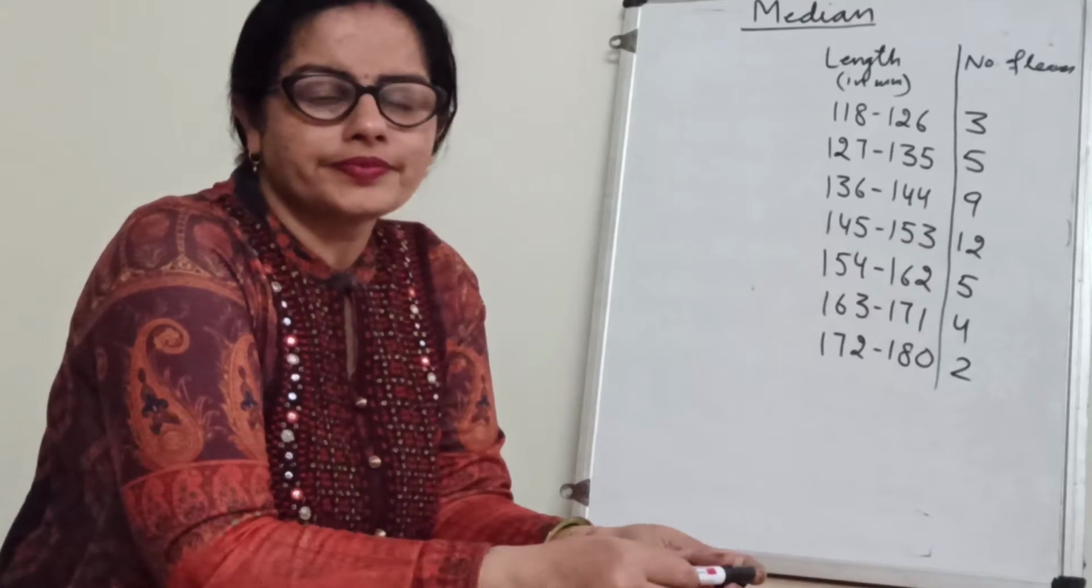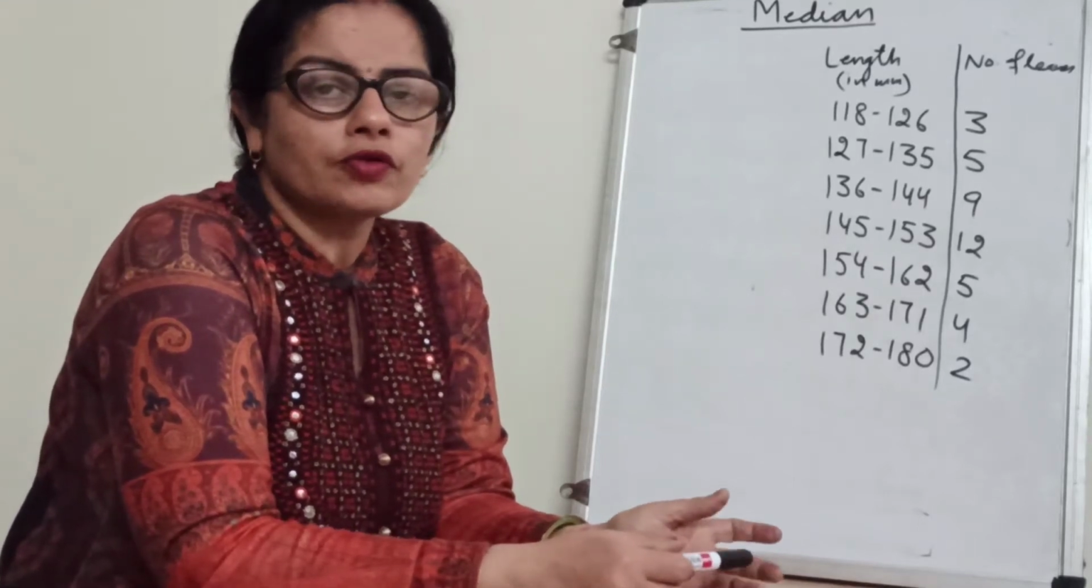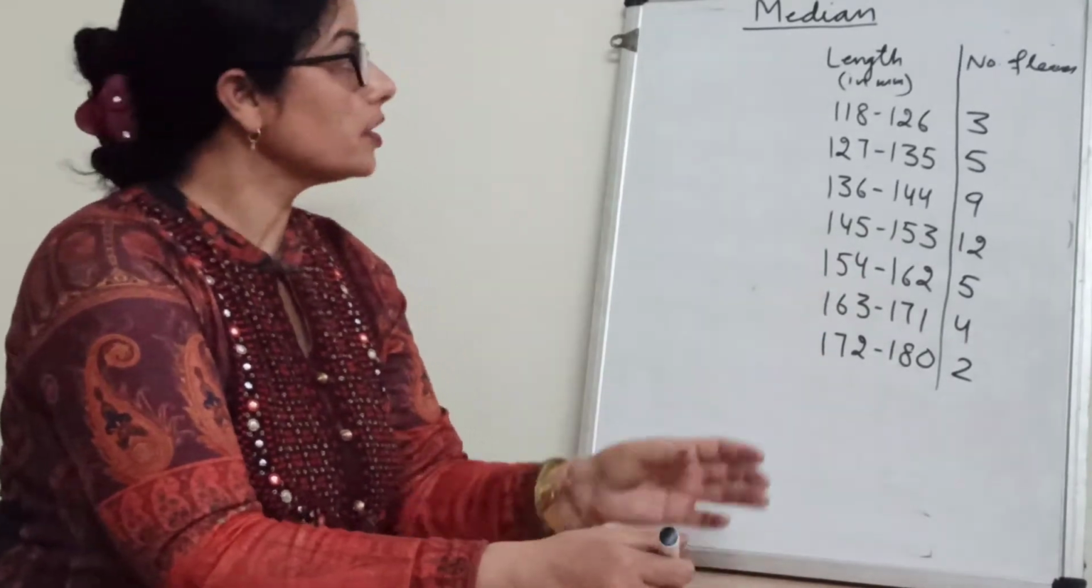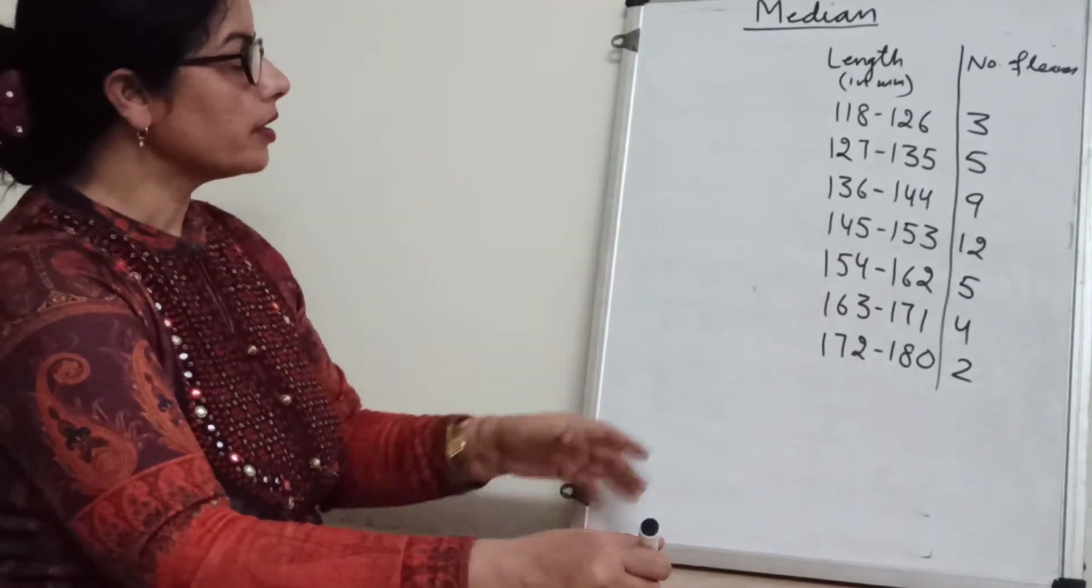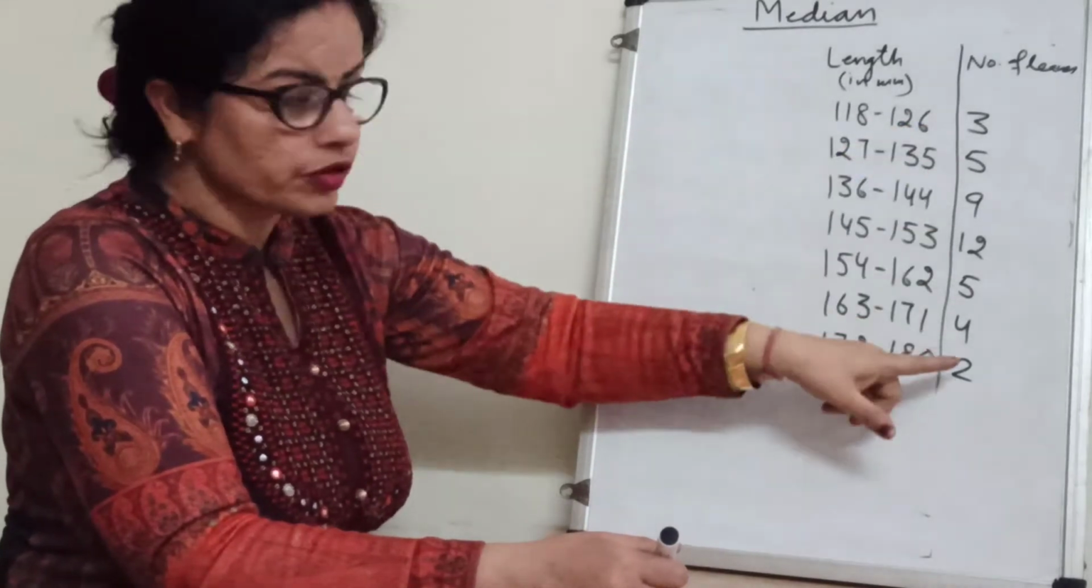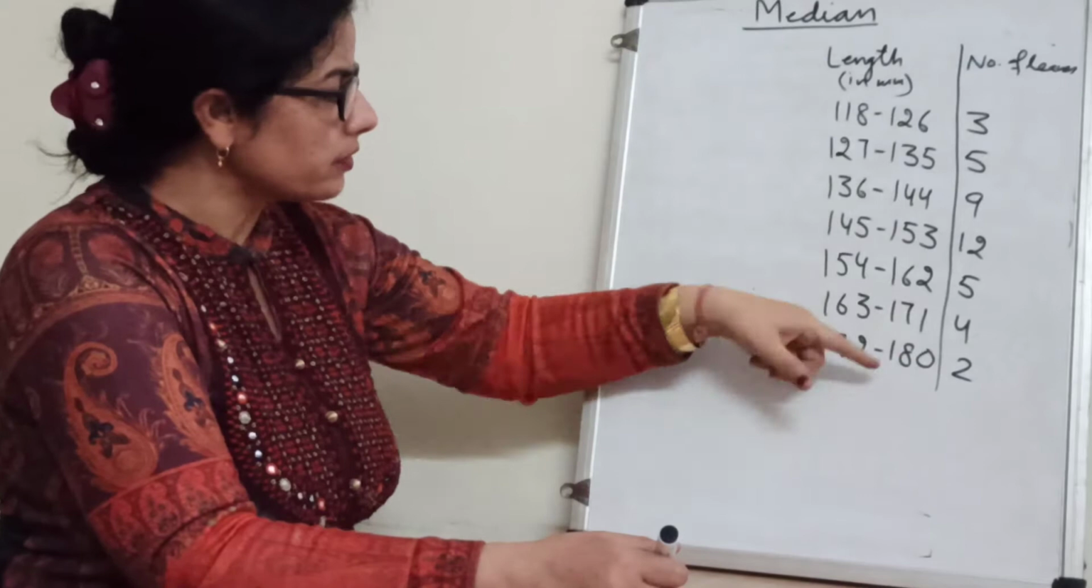Good morning students. Yesterday I told you how to find the median when a frequency distribution table is given to us. Today also we are continuing the same. Let us take this sum. Here class intervals are given, frequency is also given. But see the class intervals very carefully.